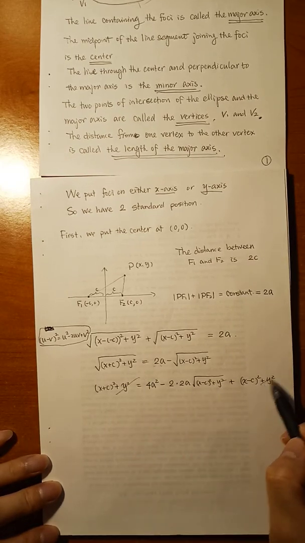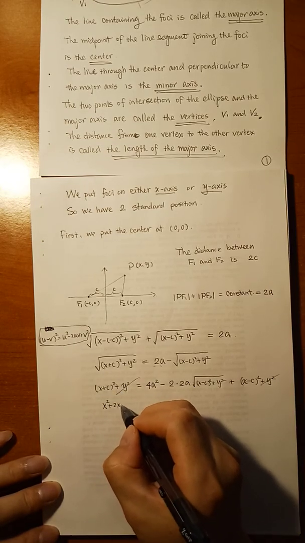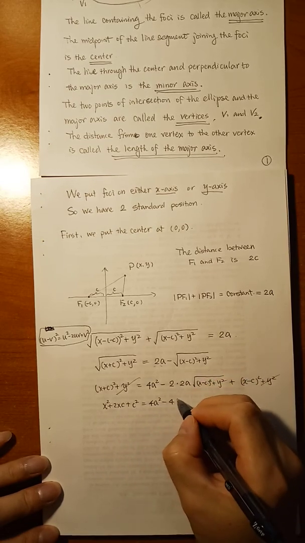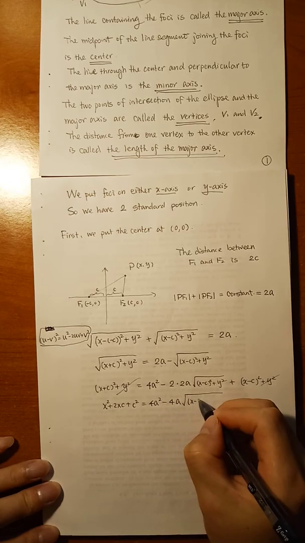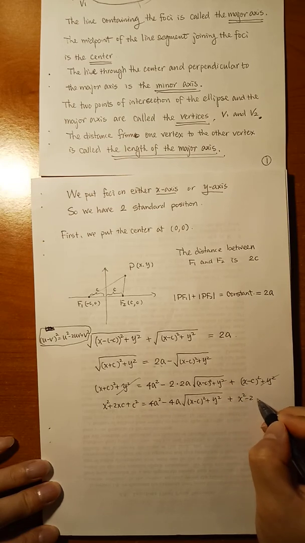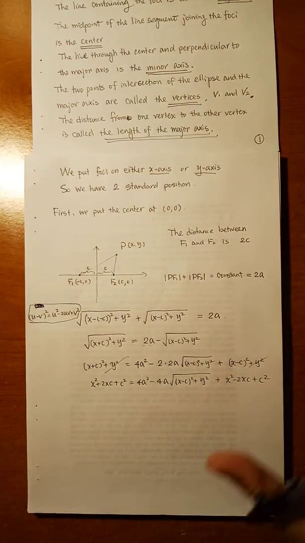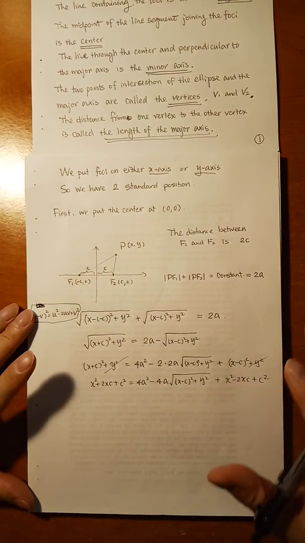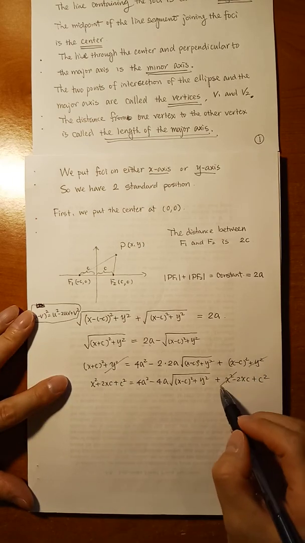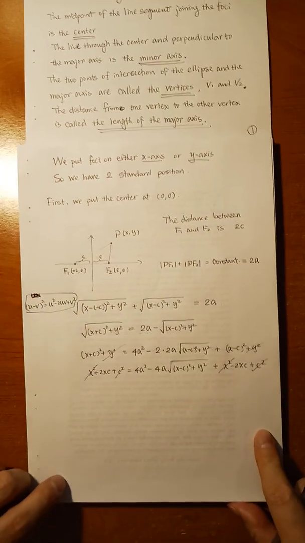And let's see, we are going to cancel as many as we can. Y squared cancels. X plus c squared is x squared plus 2xc plus c squared. Then 4a times the square root of x minus c squared plus y squared. Here, x minus c squared is x squared minus 2xc plus c squared. So we always cancel as many as we can before we do the next square. We already cancelled y squared. Now here you have x squared, cancel, c squared, cancel. They are from two sides of the equation, so you can cancel them.